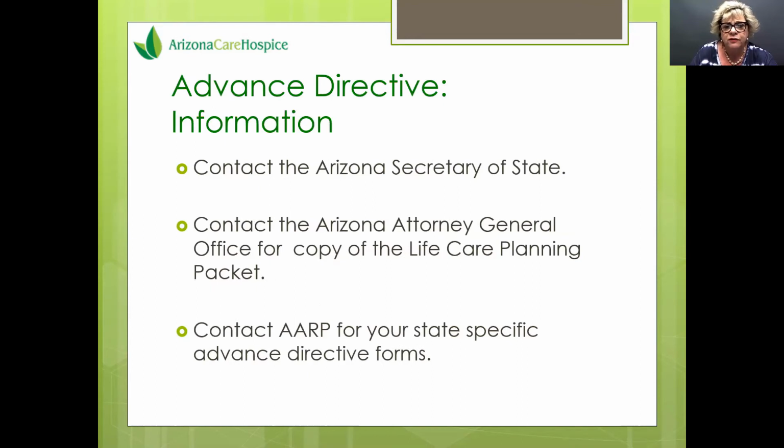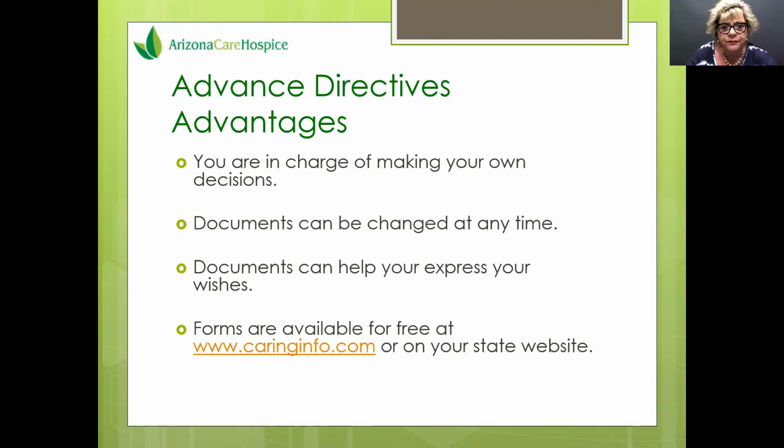For advanced directive information, here are a couple of places that you can go. Contact the Arizona Secretary of State. Contact the Arizona Attorney General's Office for a copy of the life care planning packet. There is on the Arizona Attorney General's website what they call a life care planning packet. You can also contact AARP for your state-specific advanced directive form. So that's very important. And this is just the state of Arizona. I know there are some of you who have registered that are not from Arizona, from another state that I do consulting with. Just know that you would have to contact me and I would put you through to your state attorney general's office, which I've done for you in the past.